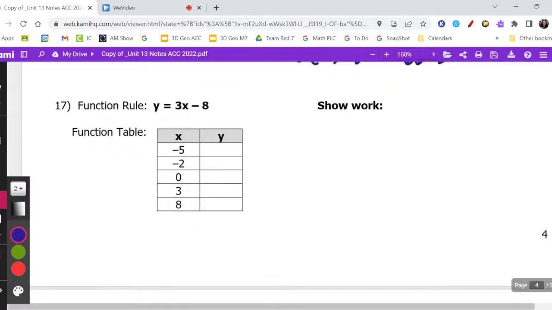All right, my next function rule, y equals 3x minus 8. So I'm just going to start by plugging in negative 5. So 3 times negative 5, then I'm going to subtract 8. 3 times negative 5 is negative 15. Then I'm going to subtract 8, and you get negative 23.